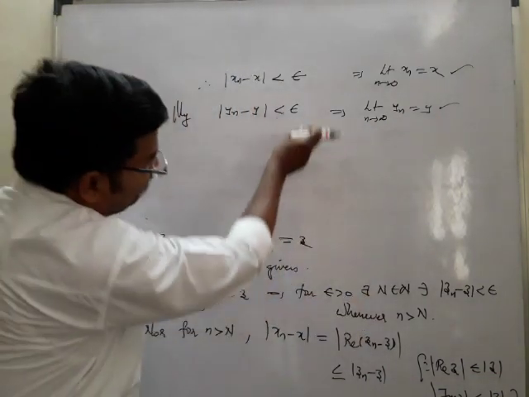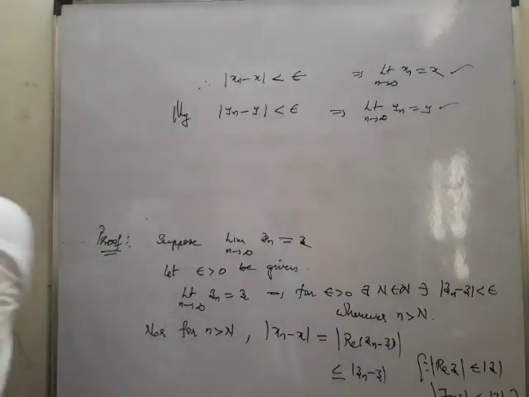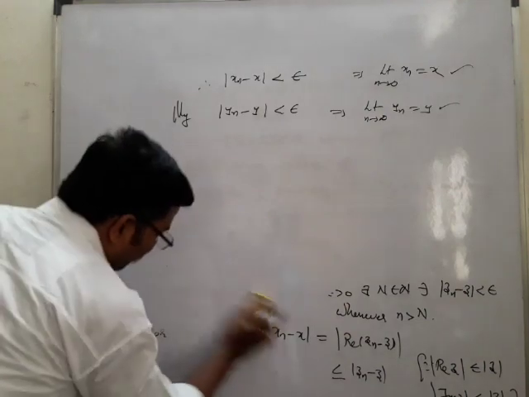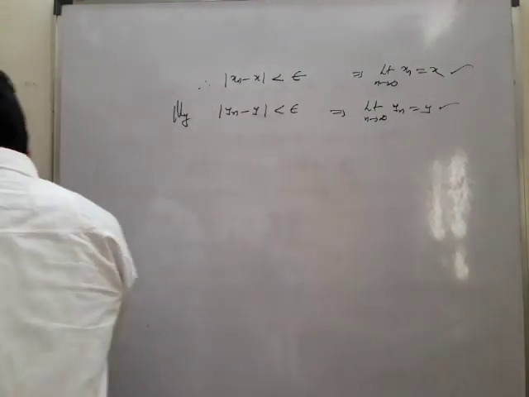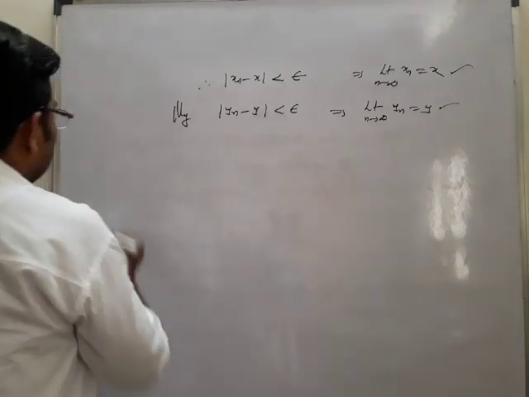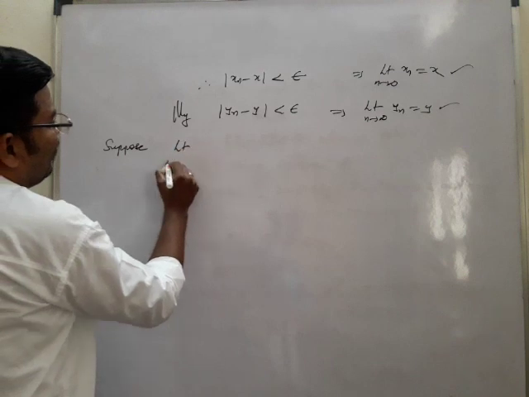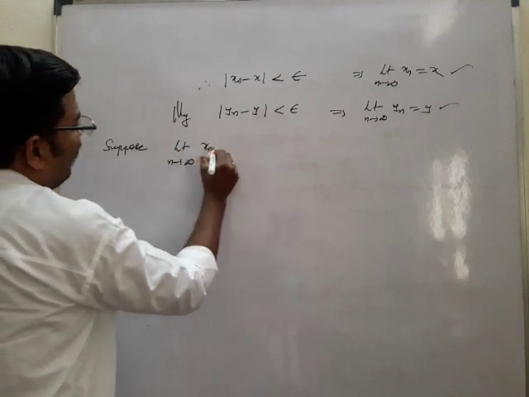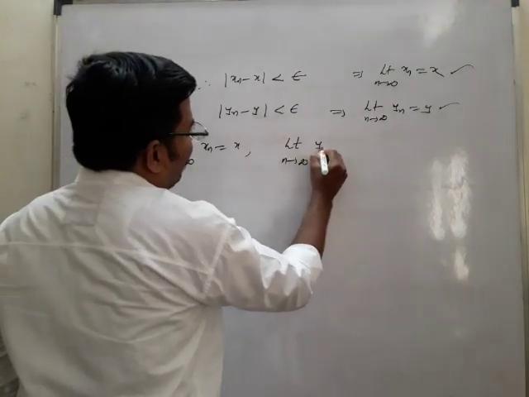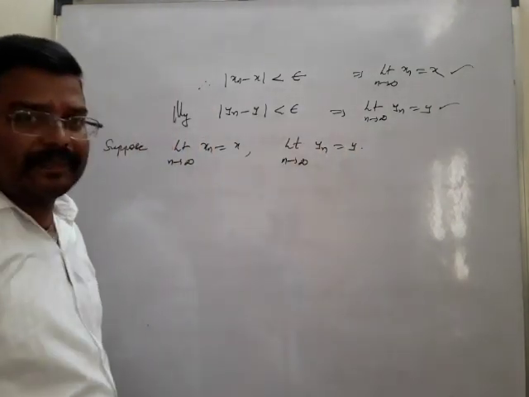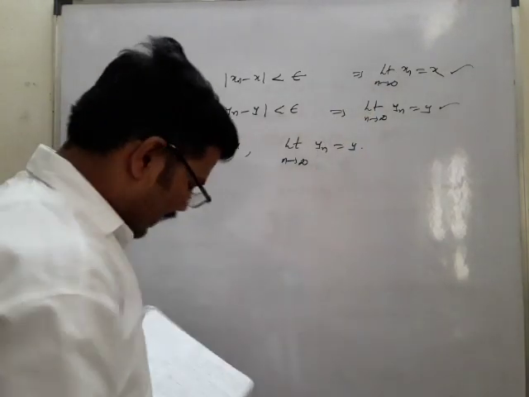Now we'll take these two and we'll try to prove that limit as n tends to infinity, zn is equal to z. So for that we'll write it in this form. We'll use that one because the implication is there. Suppose limit as n tends to infinity, xn is equal to x, and limit as n tends to infinity, yn is equal to y. Now this we are taking and we'll try to prove that limit zn is equal to z.